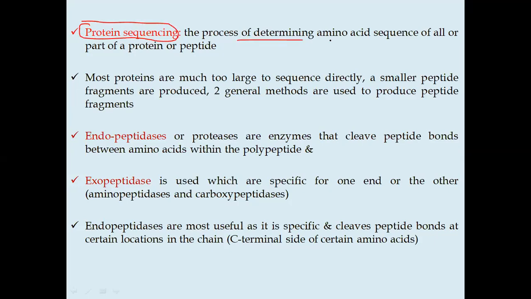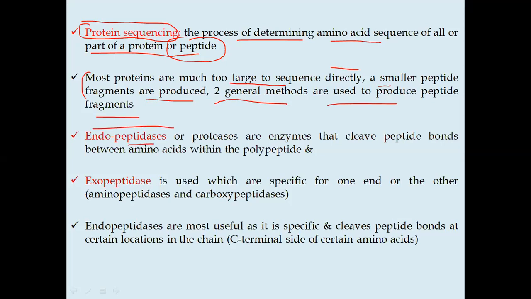The process of determining the amino acid sequence of all or part of a protein or peptide is known as protein sequencing. Most proteins are much too large to sequence directly, so small peptide fragments are produced, and for this two general methods are used. First are endopeptidases or proteases, enzymes that cleave peptide bonds between amino acids within the polypeptide chain.